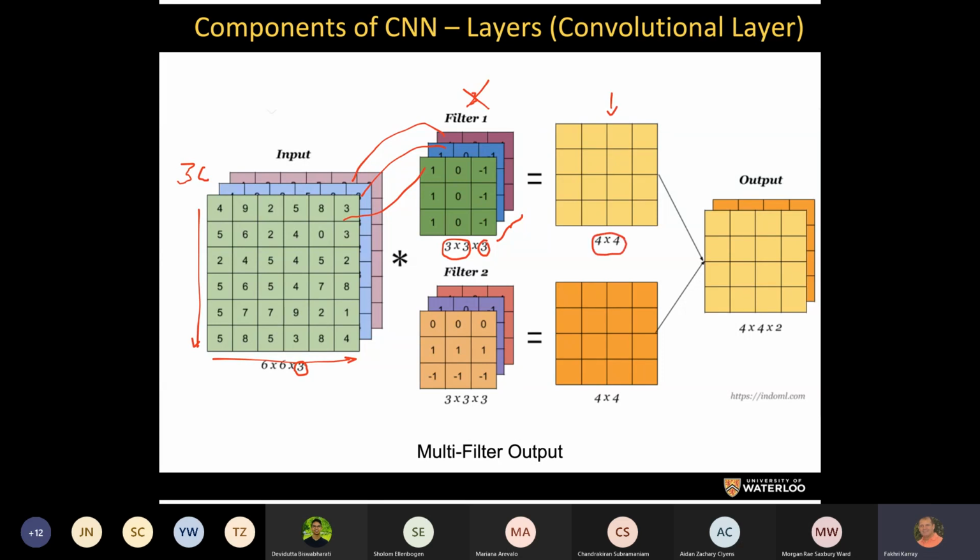Why is it 4 by 4? Because of the sliding of this window. We have one slide here, a second slide here, a third slide here, and then a fourth slide here. So when we slide the filter window, which is 3 by 3, we end up with 4 elements. For each slide, we compute this number after we do the summation. Exactly the same thing is applied to another filter which has other characteristics.